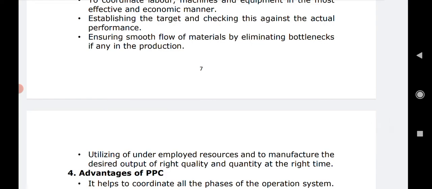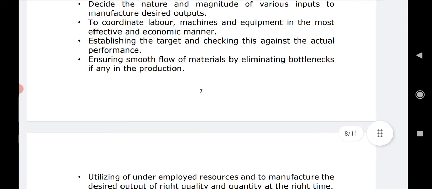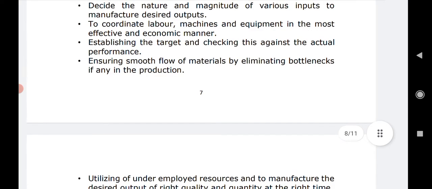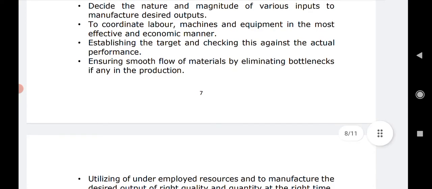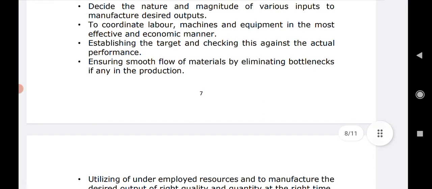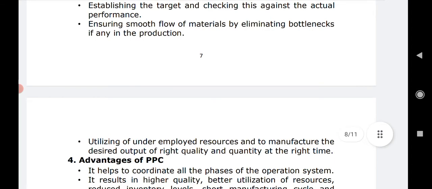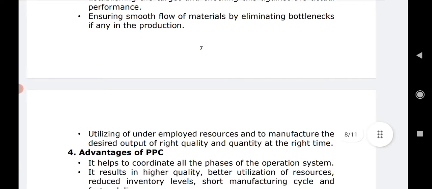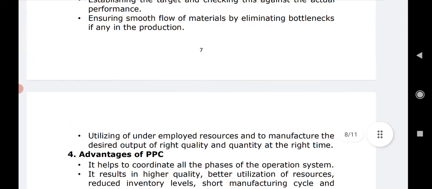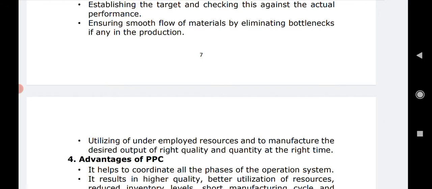That means here we establish the target and check this against the actual performance. This is very important, which is a part of controlling, which we have seen in the earlier lecture, right? That it also establishes the target. That means preset norms are there, preset planning is there, and then the actual performance when done is checked or compared with the actual targets or the preset plans, and then we can find out the errors and we can easily remove them. So ensuring smooth flow of materials by eliminating bottlenecks, if any, in the production can also be one of the objectives of PPC.